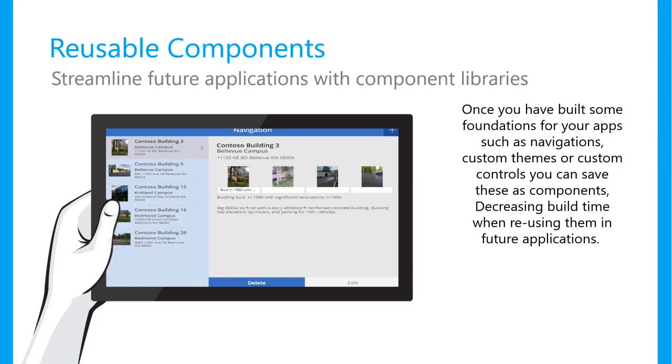So once you've built some of your foundations for your apps, such as navigations and custom themes, it makes sense to upload these into the component library and make them available for people to reuse. Or maybe even just having some templated starter apps. You just create three templated apps, say this is what we always build upon, and you use them as the foundations, and that will decrease the build time when you're setting up your app.